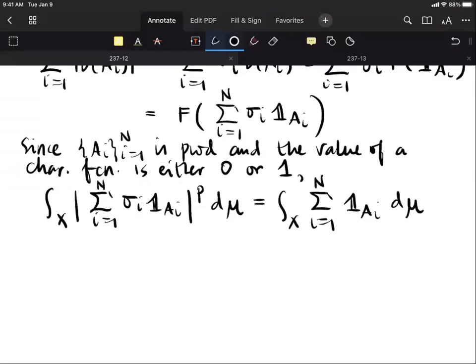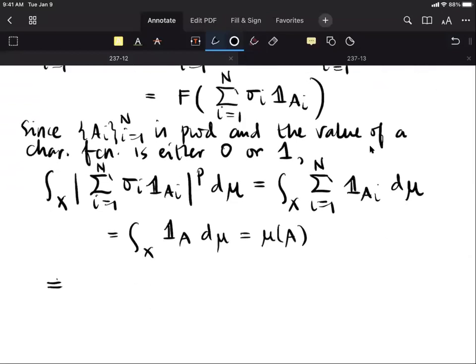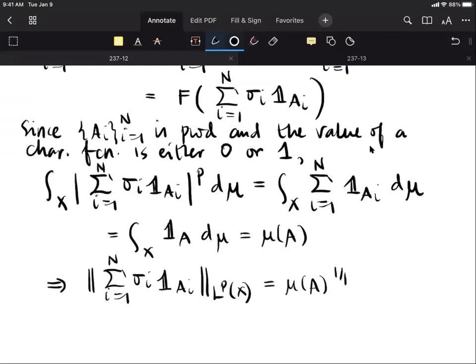And we know that this is the integral of the characteristic function of A, and this is nothing but the measure of A. So raising to the power 1 over p, we obtain that the LP norm of this simple function is equal to the measure of A raised to 1 over p.